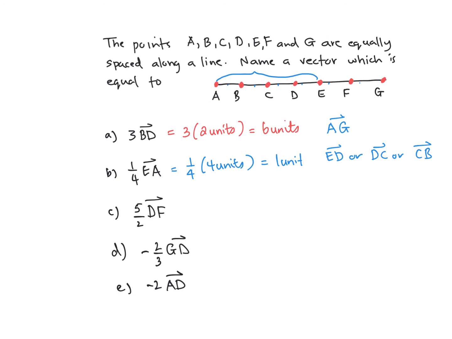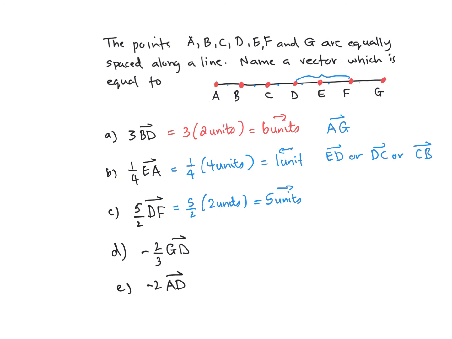I want a vector that is 5 over 2 in length in terms of D to F. So let's look at D to F. D to F is from here to here. It's going to the right. It's 2 units long. So if we talk about magnitude, we want a vector that is 5 over 2 times 2 units, so it has to be 5 units long. And it has to go to the right. I'm just going to put direction here. So B to D went to the right, and E to A went to the left.